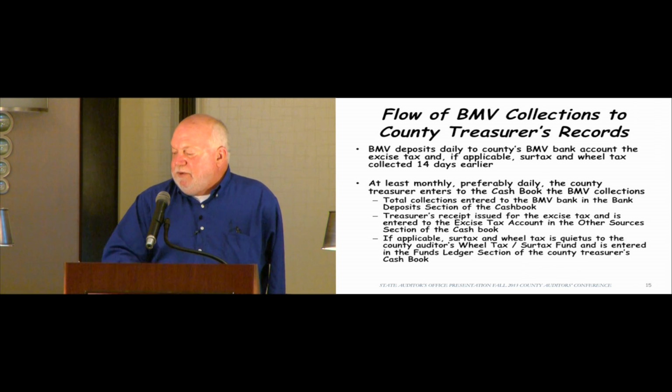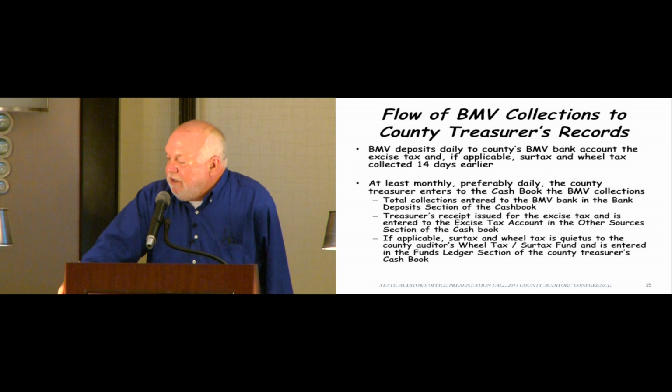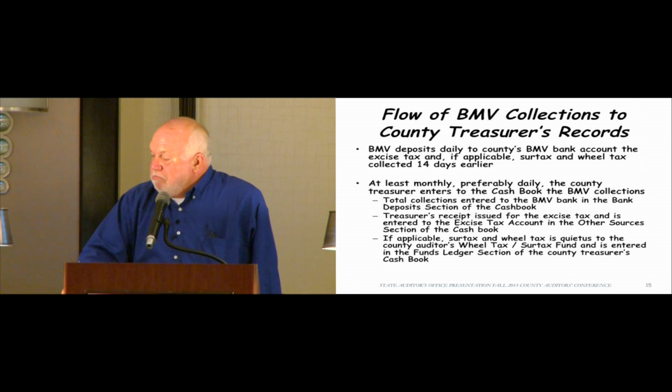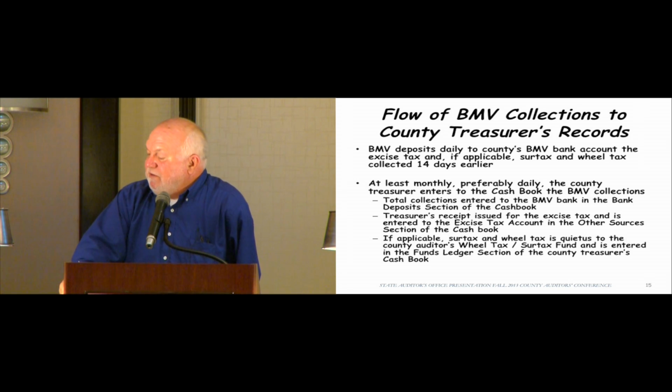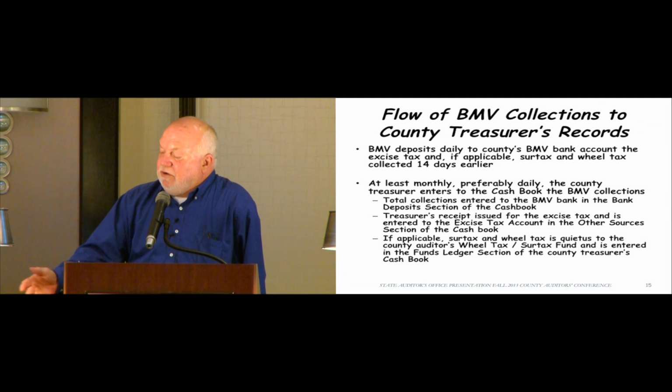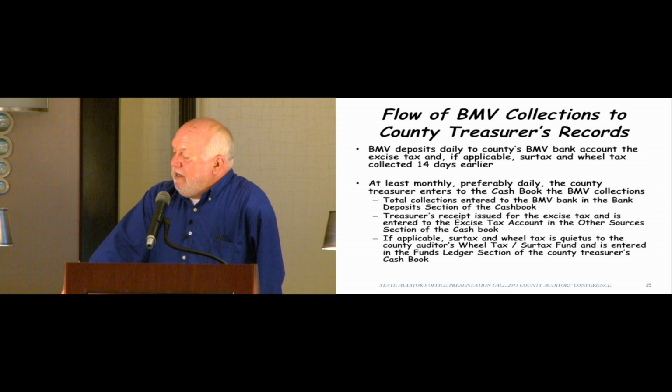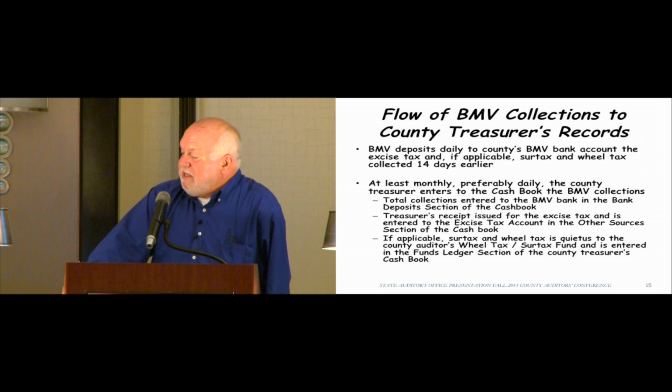So the flow of this information to the treasurer's records is: the Bureau of Motor Vehicles deposits daily to the county's BMV bank account the excise tax, and if it applies, the surtax and wheel tax that was collected 14 days earlier. Then the treasurer should, at least monthly, preferably daily, enter to the cash book the Bureau of Motor Vehicles collections, and the total collections entered to the bank on the treasurer's cash book, the treasurer's receipt issued for the excise tax and entered to the excise account on the cash book.